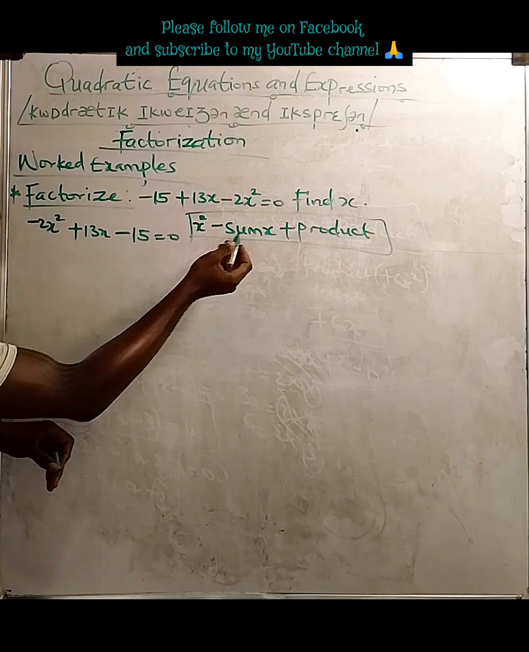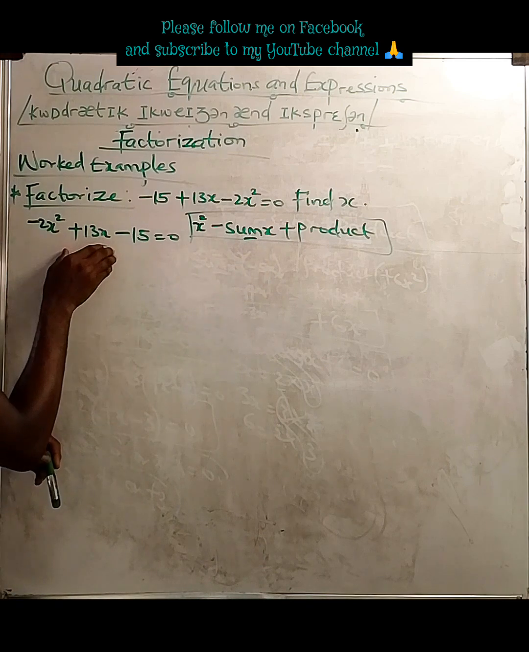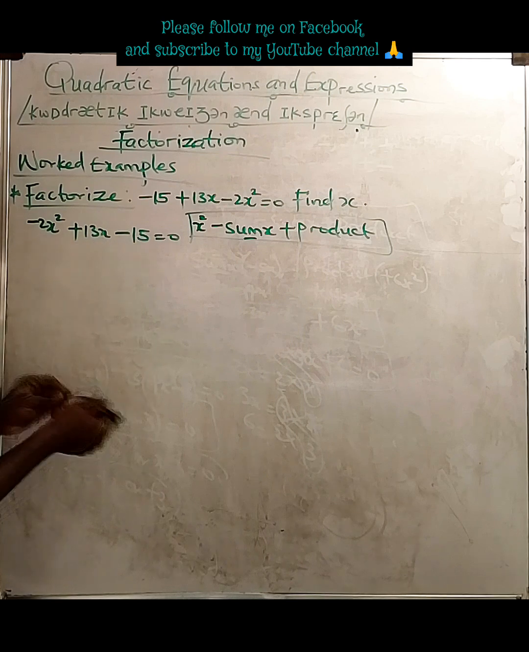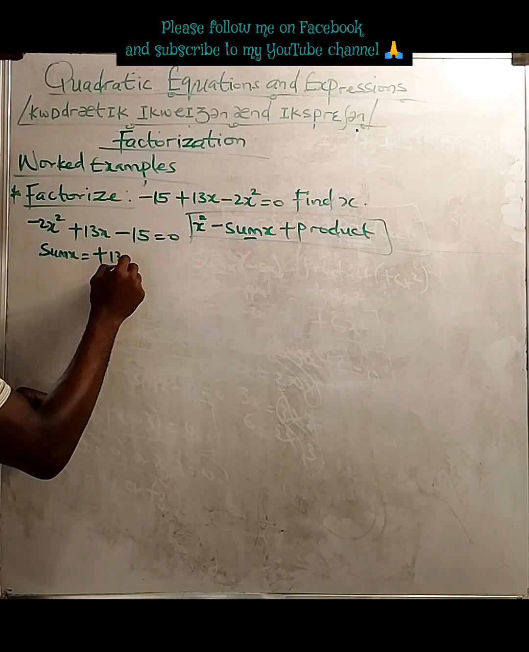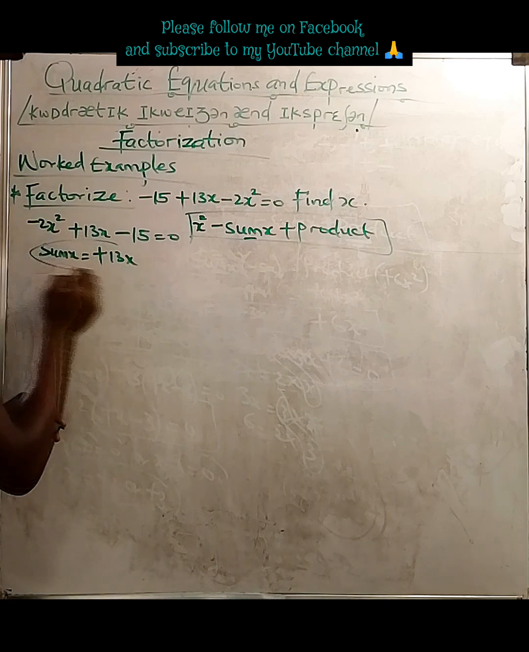So what do we do next? We're going to get the sum next. What's the sum? The sum is what we have right at the middle. The sum is the b. A, B, C. The sum is the b. So what's the sum x? The sum x is plus 13x. Please respect the sign, very important. Don't joke with the sign. Plus 13x.